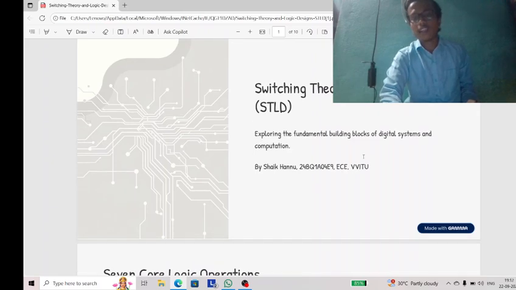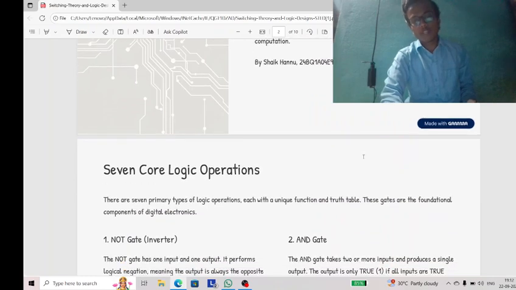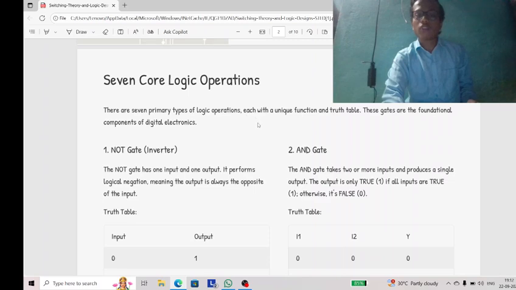Basic logic gates. We know that there are seven core logic operations. There are seven primary logic operations, each with a unique function and a truth table. These gates are fundamental components of digital electronics. The first one is the NOT gate. The NOT gate is also known as the inverter. It has one input and one output. It performs logical negation, meaning the output is always the opposite of the input.